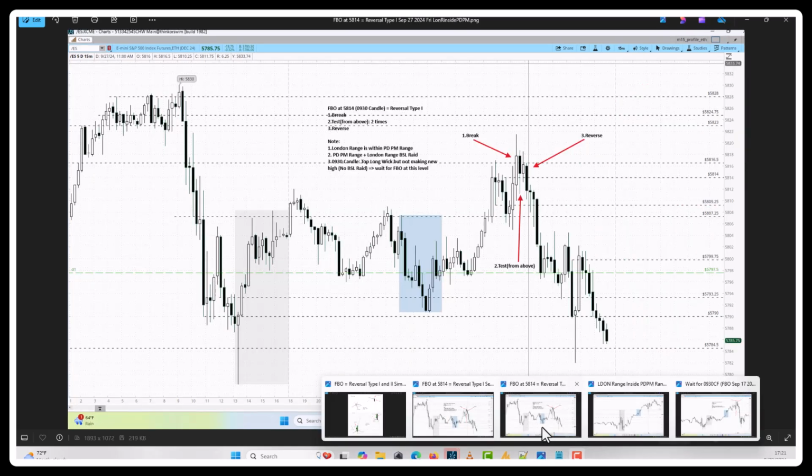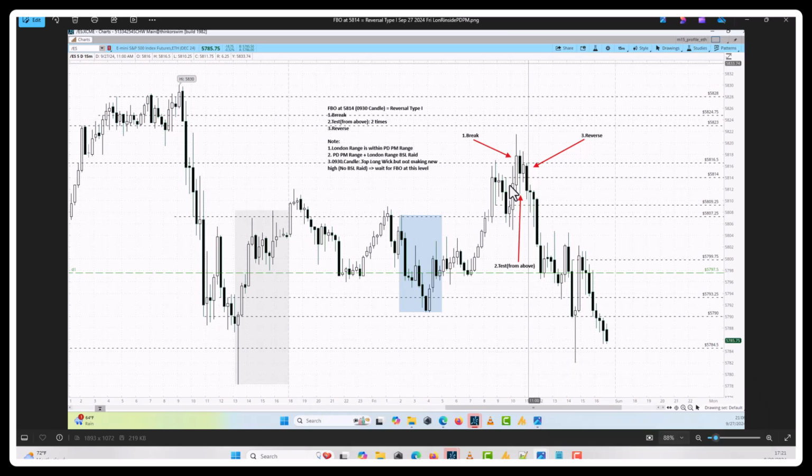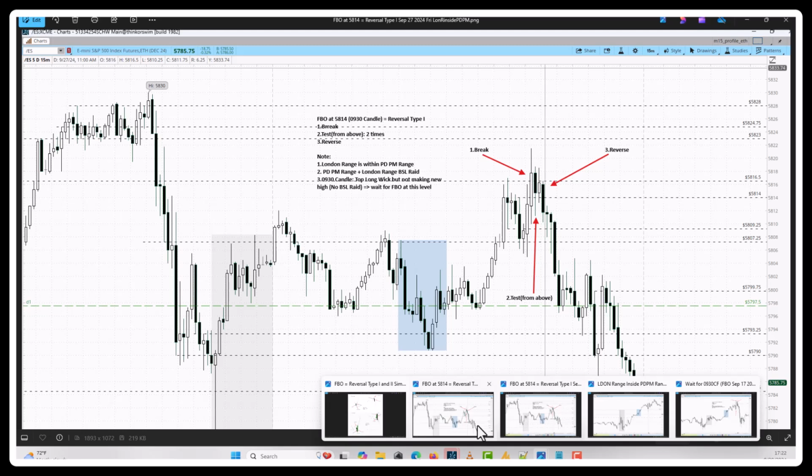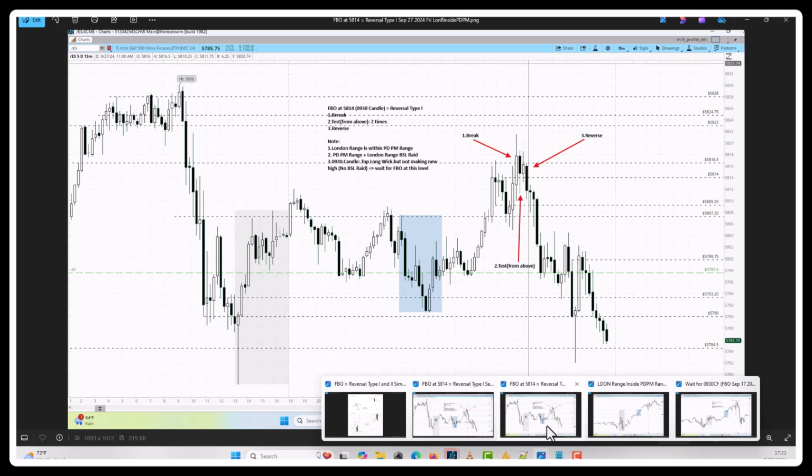Look at the other scenario. You see right there? Exactly, the high of the 9:30. You see the setup right there. Break, touch from above, exactly a type 1 reversal. You see it rated both the PM and the London, and you see the double top right here, or the double rate right there. Rate once, rate twice, boom, reverse. We couldn't ask for a better setup than this right there.